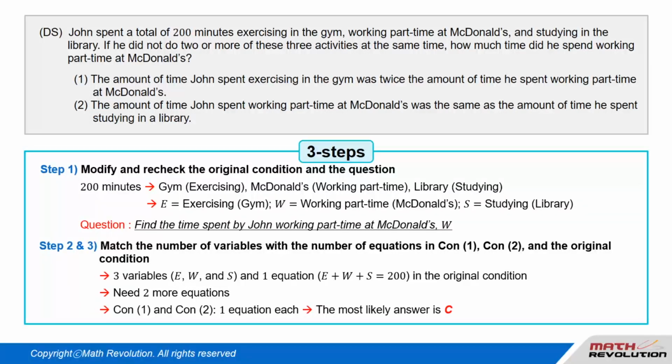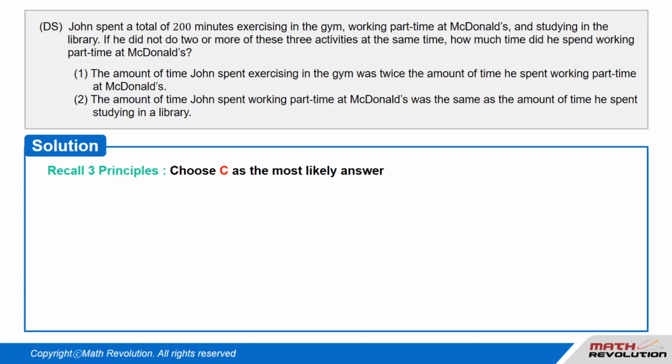Follow the second and the third step. From the original condition, we have 3 variables, E, W, and S, and 1 equation, E plus W plus S equals 200. To match the number of variables with the number of equations, we need 2 more equations. Since conditions 1 and 2 will provide 1 equation each, C would most likely be the answer. Recall 3 principles and choose C as the most likely answer.